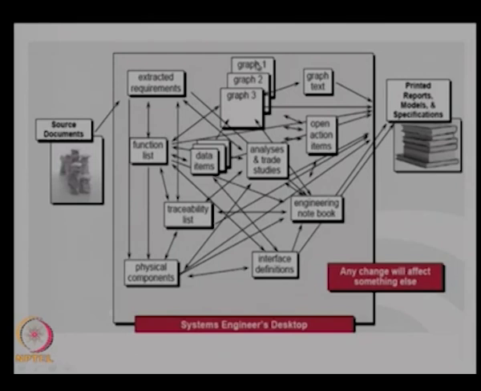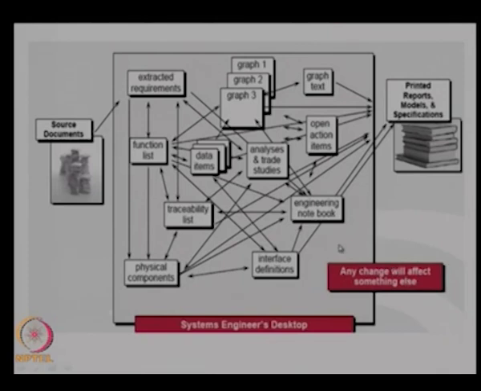Similarly, there will be a lot of graphical output coming from the function list in terms of different ways of modeling the behavior of the system, and all of these need to be recorded as printed reports or models or specifications. Then there is the engineering notebook data, whatever you scribble on different design activities or concept development. All these things need to be finally printed as reports. As you can see, there is a lot of interaction between all these functions, and any change will affect something else in the system.